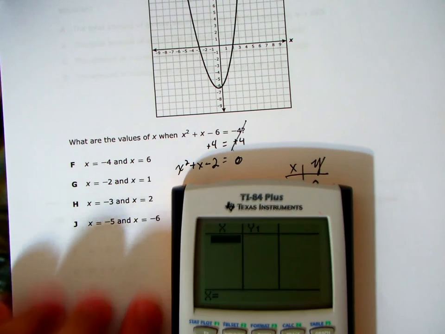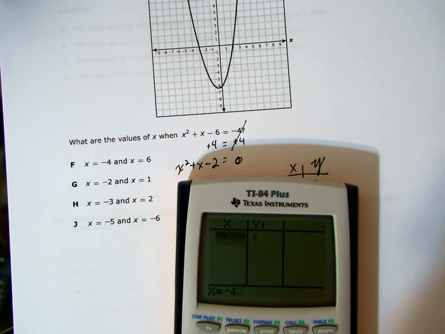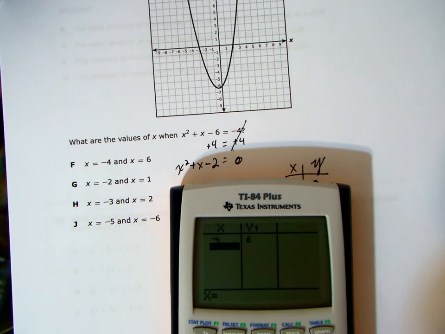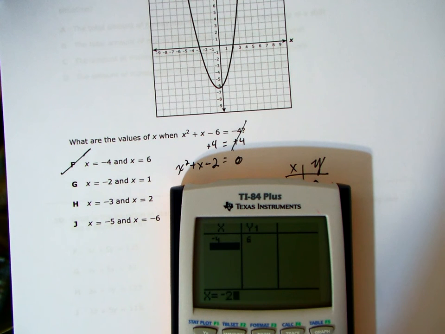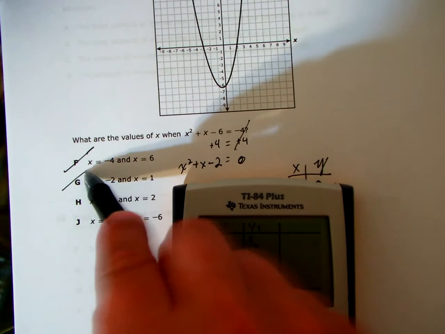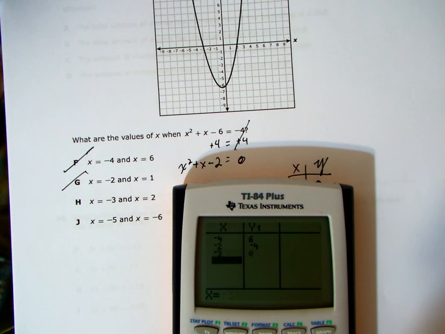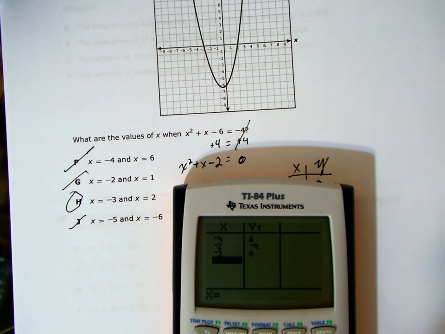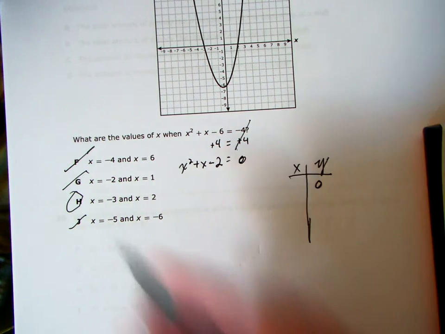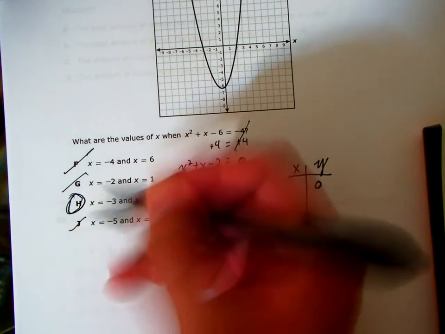Okay, so let's plug them in. -4, enter, that's not 0. So we can cancel out that one, because if one of them doesn't work, the other one doesn't work. What about -2, enter. Here's the -4, so that one doesn't work. What about -3? -3, 0. So most likely if one of them works, then the other one's going to work, right? Let's try the other one. 2, 0. Right? So the answer here is H. Like I'm telling you, you can do a lot of stuff on the calculator, y'all.